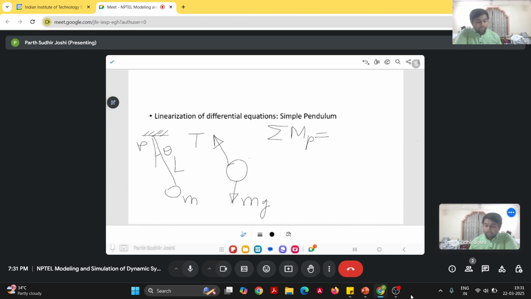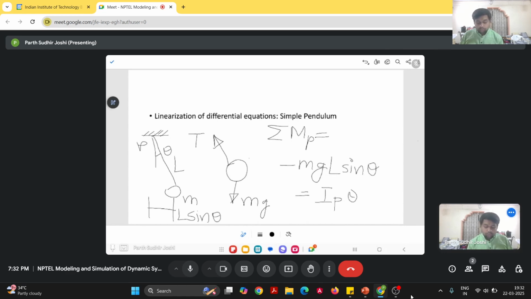The tension force passes through the pivot because it acts along the rod or the string, so the tension T will not cause any moment about the pivot. The only force that will cause a moment is the weight. The horizontal distance of the pendulum bob from the vertical is L sine theta. So the moment about the pivot would be minus mg into L sine theta, and this moment is equal to the moment of inertia about the pivot times theta double dot.